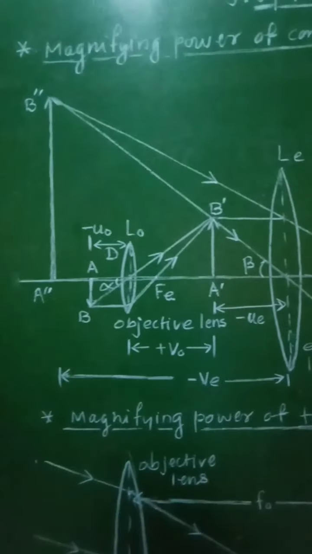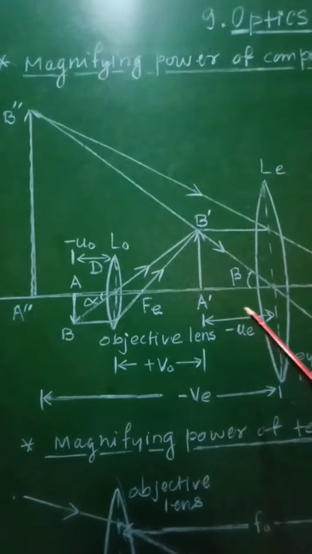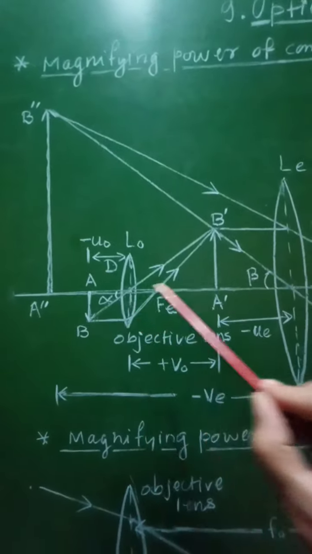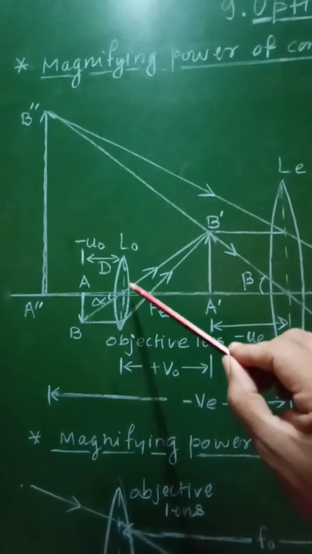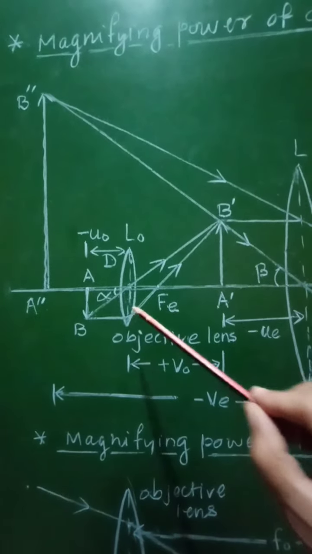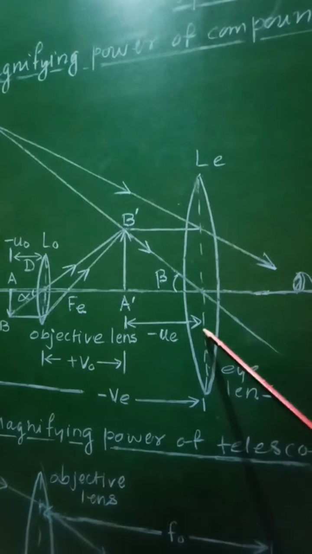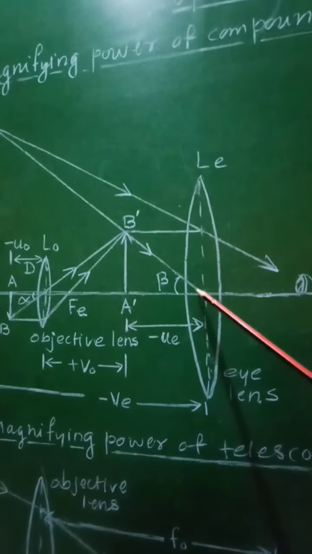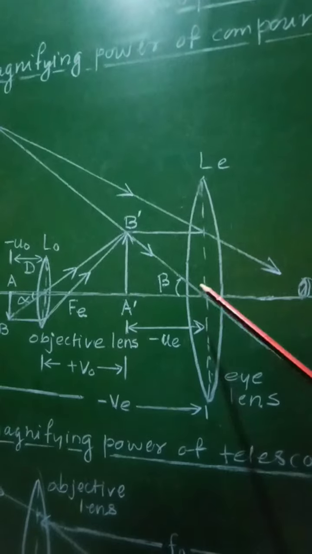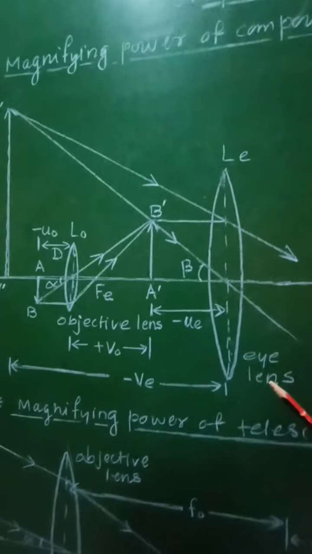So in this ray diagram there are two convex lenses. This is small in size, this is large in size. The smaller convex lens is called the objective lens, which will focus that object, and the eye lens is larger in size, through which the final image of the object can be observed.